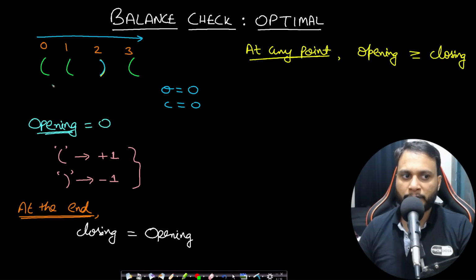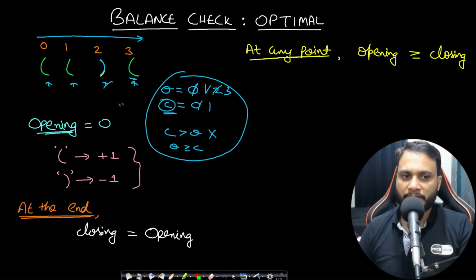And when I move from left to right, whenever I see an opening bracket, I'll do +1 to the opening bracket. And when I see a closing bracket, then I'll do +1 for the closing bracket. At no point of time should the closing bracket be greater than the opening bracket. This should not happen. It should always be true that opening is greater than or equal to closing bracket, right? And if this is true across all the points, that means there is no imbalance of the closing bracket.